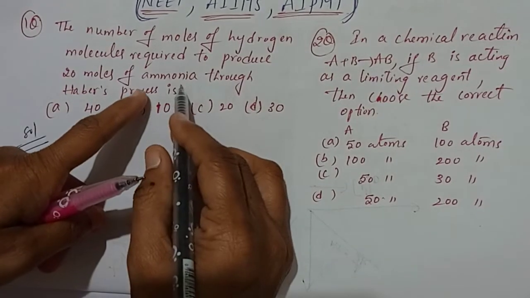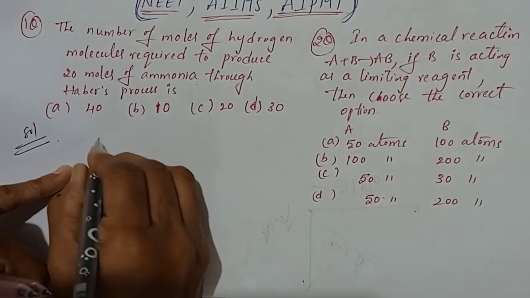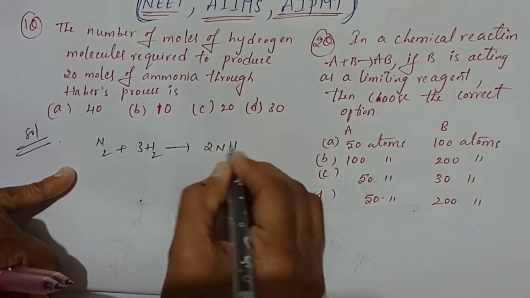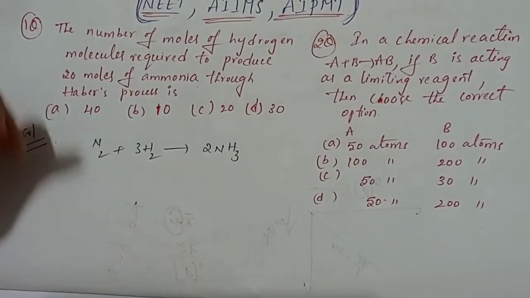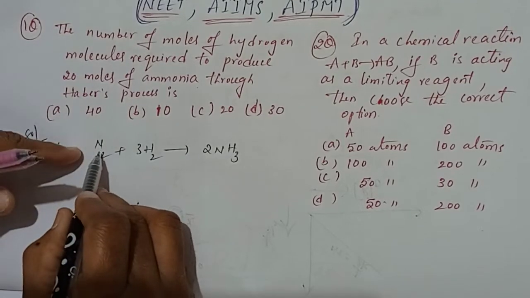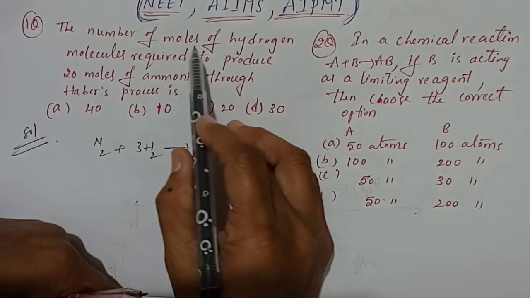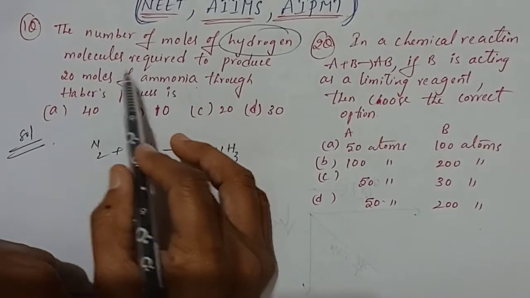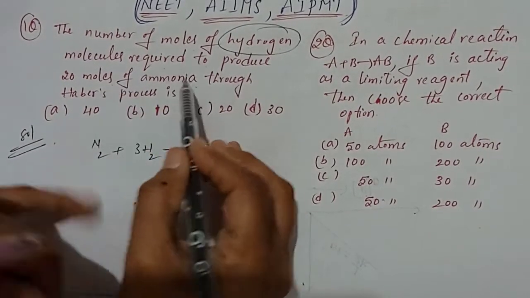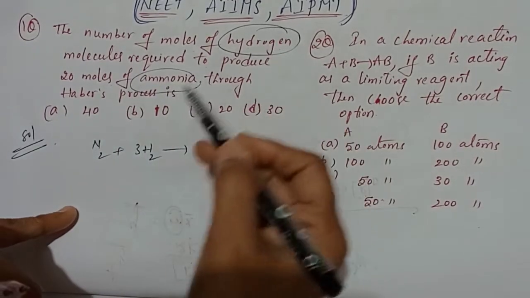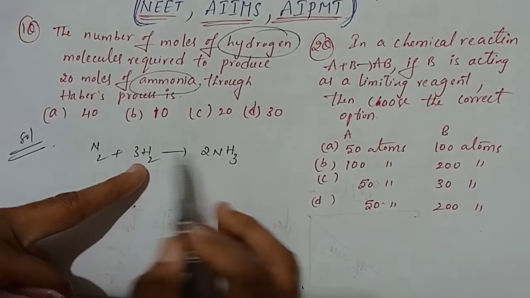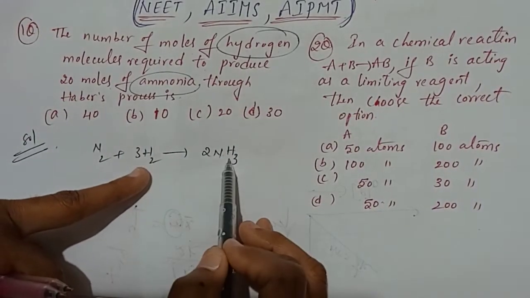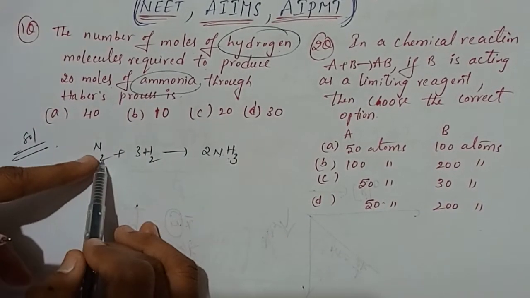We know that in Haber's process of ammonia preparation, N2 combined with 3 moles of hydrogen produces 2 moles of ammonia, correct? That means 1 mole of N2. Here the question is asking the number of moles of hydrogen required to produce 20 moles of ammonia. So in the question they are talking only about hydrogen and ammonia. They are not at all talking about the nitrogen, students.